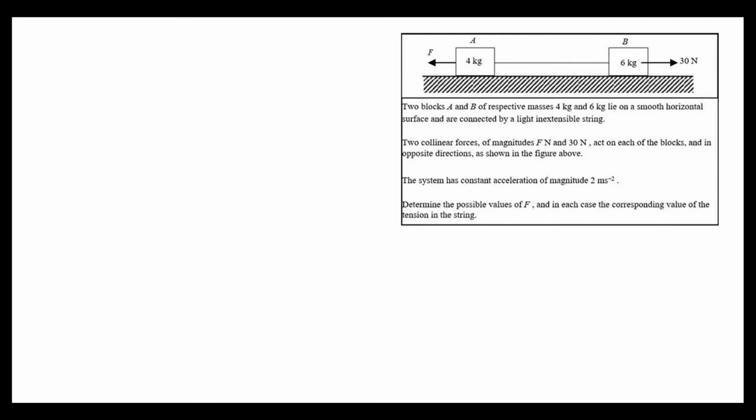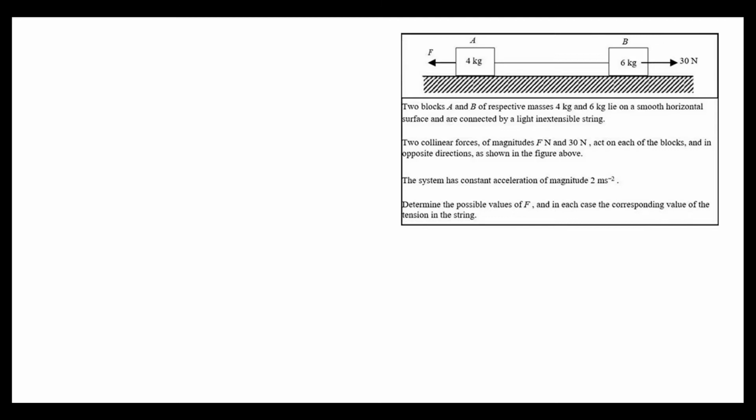This is all shown to us in the diagram, and we're told that the system has constant acceleration of magnitude 2 meters per second squared. Determine the possible values of F, and in each case, the corresponding value of the tension in the string. Okay, a couple of things to notice. Firstly, we're told to look for values, multiple values.